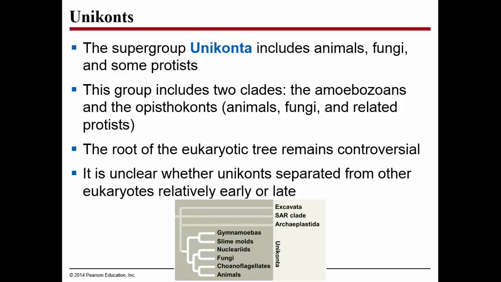Scientists have debated where to put uniconts on the eukaryotic tree. Some scientists think that the unicont lineage was the first group to separate from all of the other eukaryotes. Okay, so what would be the special name for that lineage that's the first to diverge from the other groups? Okay, that would be the root. So if we knew that this was true, we could root the eukaryotic tree. But other scientists disagree and think that the uniconts diverged fairly late from the other groups.